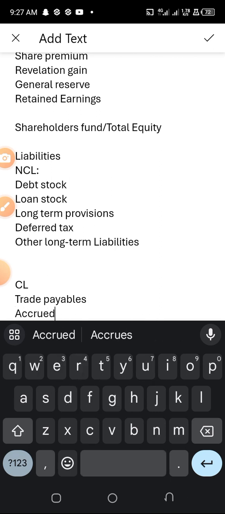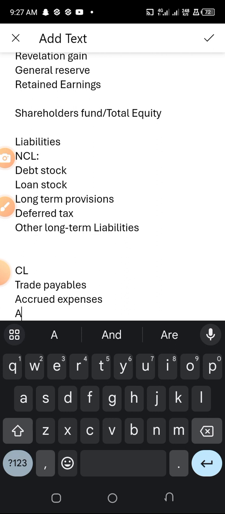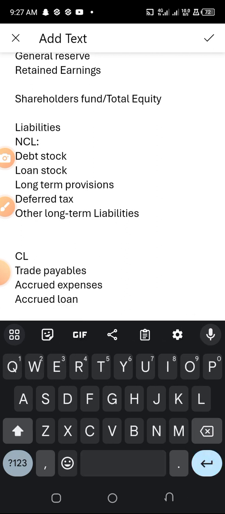Accrued expenses, I explained it earlier. You're supposed to pay 10 naira, you pay 8 naira. That one is known as the amount owed, or the debt that you are yet to pay, accrued expenses. Then you have accrued loans. Let's just put it as accrued loans because they may use those names in your questions and you won't know what they actually imply.